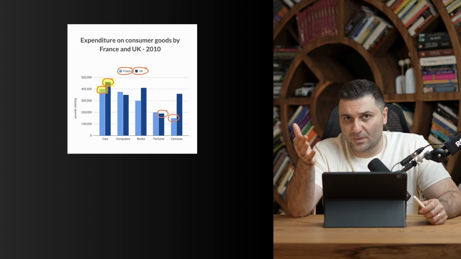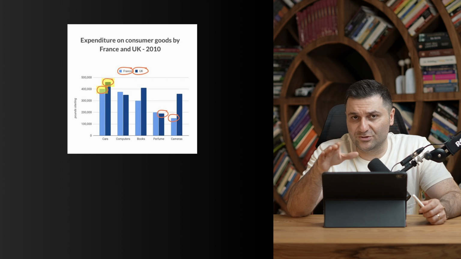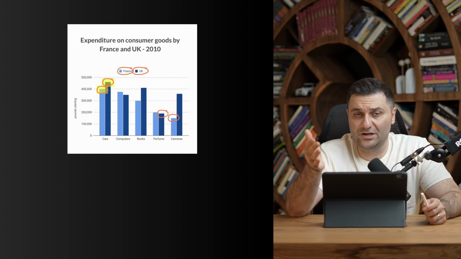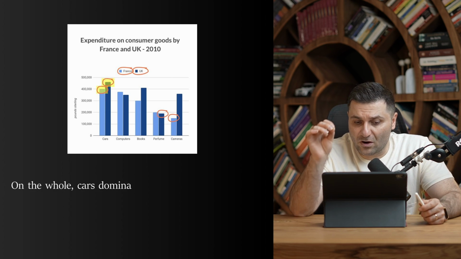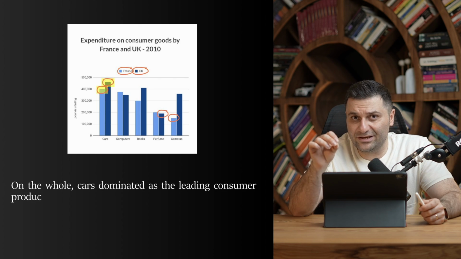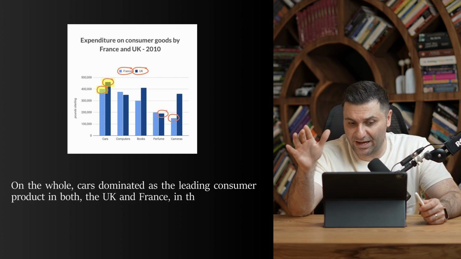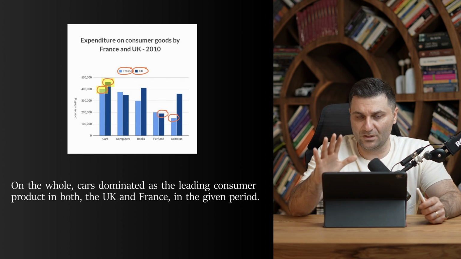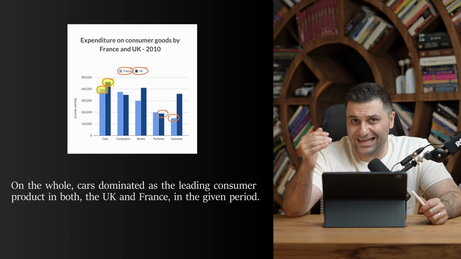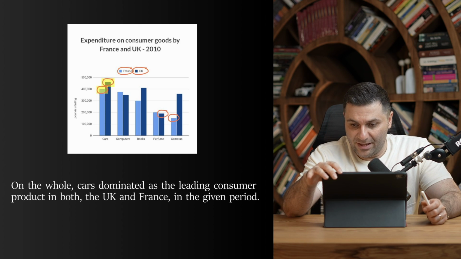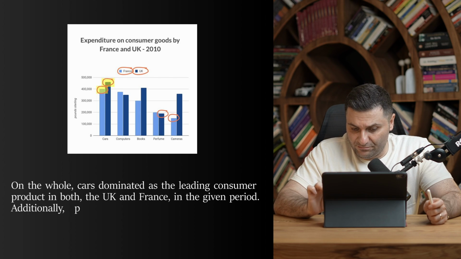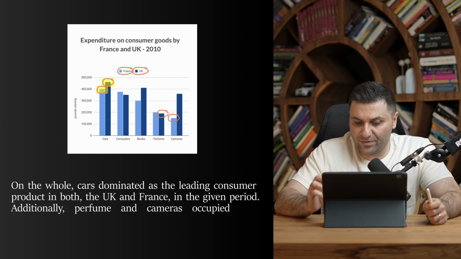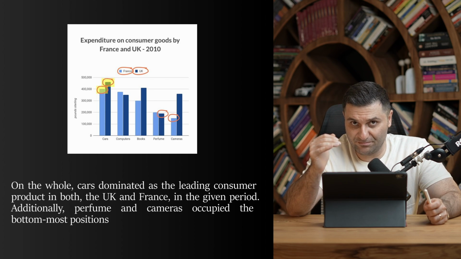On the whole, we learned in our previous session that to start an overview paragraph, we can use words like generally, in general, right? On the whole is another phrase that you can use. On the whole, comma, cars dominated as the leading consumer product in both the UK and France in the given period. So we wrote one sentence about the leading consumer product in both countries. Now let's write about the least, right? Additionally, perfume and cameras occupied the bottommost positions.